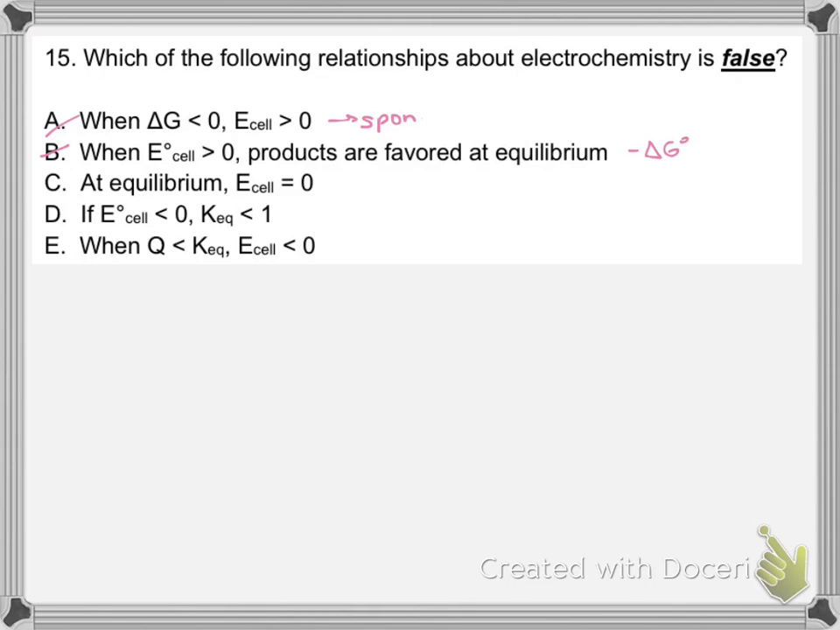Okay, for C, at equilibrium, E cell equals 0, and that's true. So this is our non-standard cell potential. And if we're at equilibrium, we don't have to move anywhere, so our potential is just 0. And here it says if we have a negative E, we have a small K, and that's also going to be true.